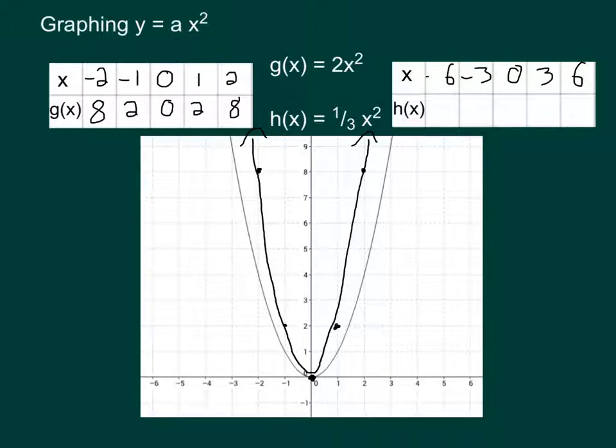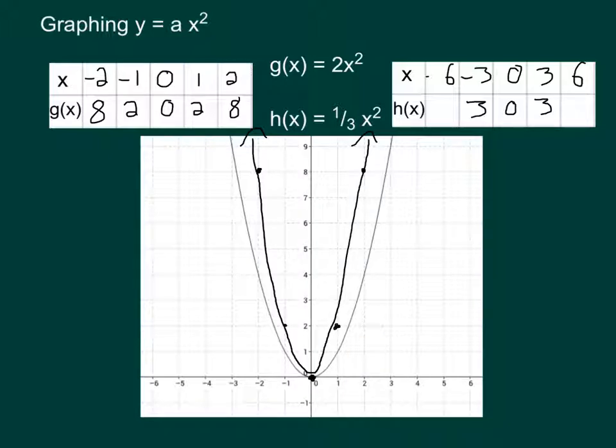When I plug in 0, square that, multiply by 1/3, I get 0. Now I'm going to plug in 3, and I get 3 squared is 9, 1/3 of that is 3, and because I know how the symmetry works, when I plug in -3, that's going to be the case as well.